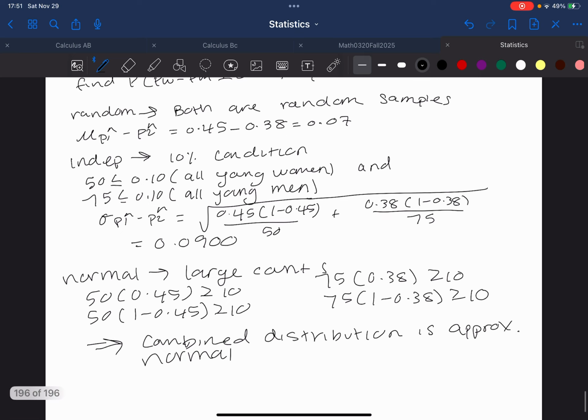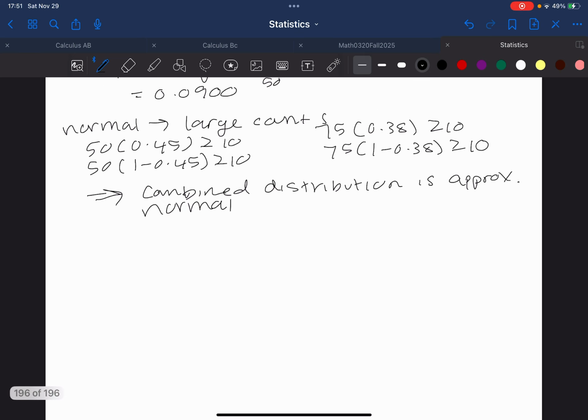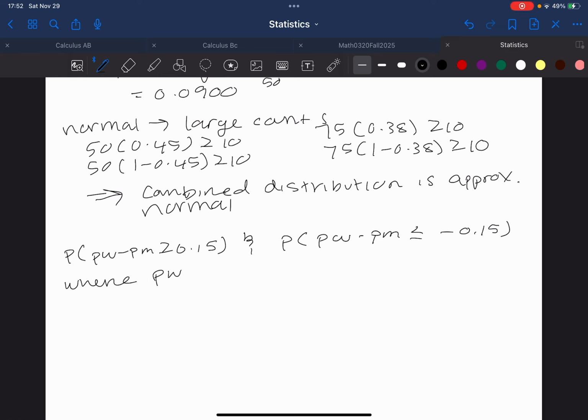Okay, now that we proved all that, we can do the calculate part. So for the calculate part, what we're trying to find is both of those probabilities that we stated in the beginning. So we have the probability of PW minus PM greater than or equal to 0.15, and the probability of PW minus PM less than or equal to negative 0.15, where PW minus PM follow a normal distribution of mu equal to 0.07 and sigma equal to 0.09.